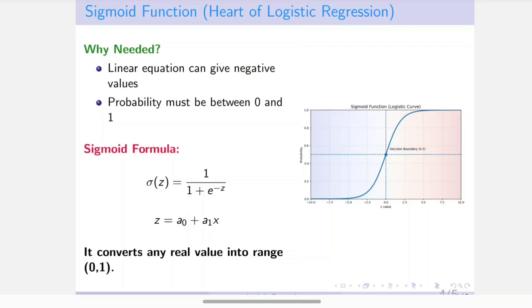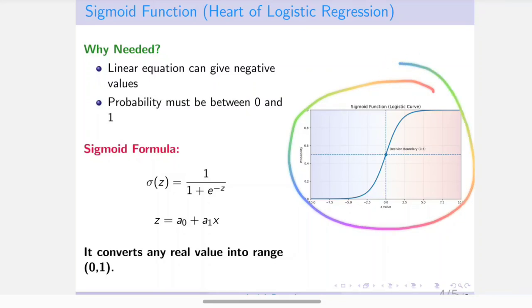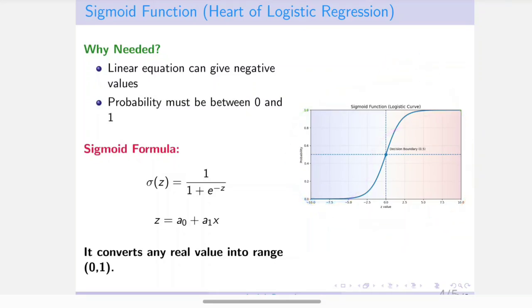Now comes the heart of logistic regression. The sigmoid function. The sigmoid graph looks like this, in an S shape. In this particular graph, if you see here, the values will be lying between 0 to 1. If it is less than 0.5, then it is labeled as class 0. If it is more than 0.5, then we can label it as class 1. Because a simple linear equation can give negative values or larger values, but the probability must always be between 0 and 1. That is the reason.